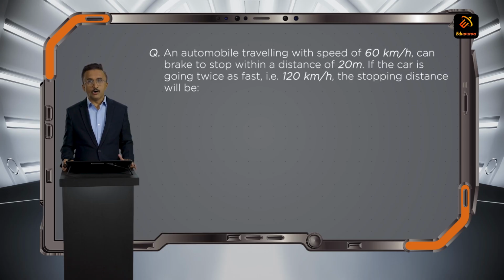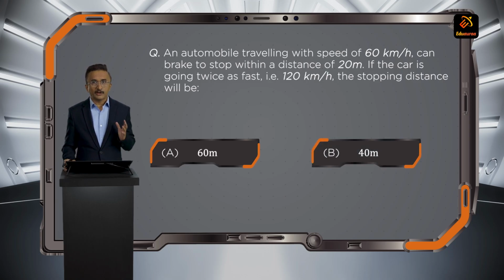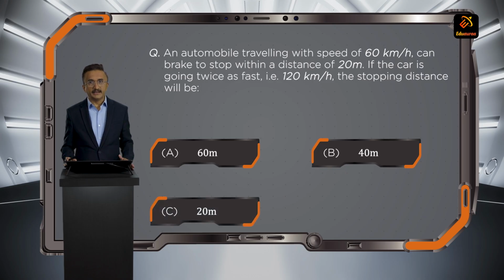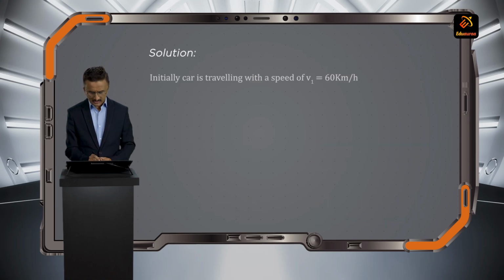Now we have the next question. A car traveling with a speed of 60 km per hour can stop within a distance of 20 meter. If the car is going twice as fast, so that is 120 km per hour, the stopping distance will be: option A, 60 meter; option B, 40 meter; option C, 20 meter; and option D, 80 meter. So what is given? Initially the car is traveling with a speed of 60 km per hour.